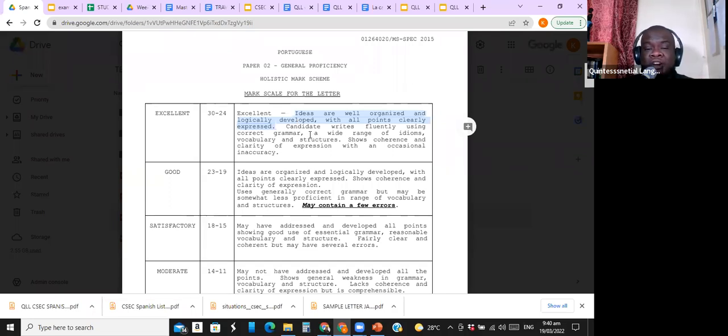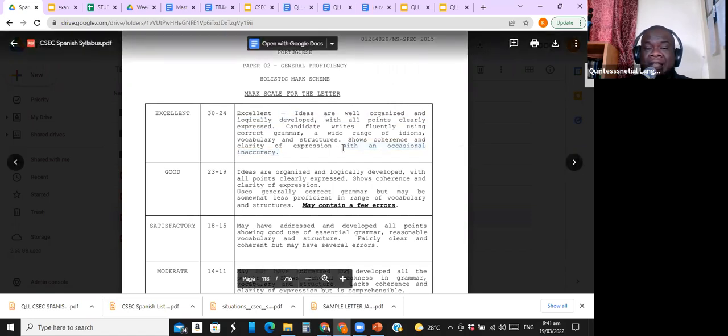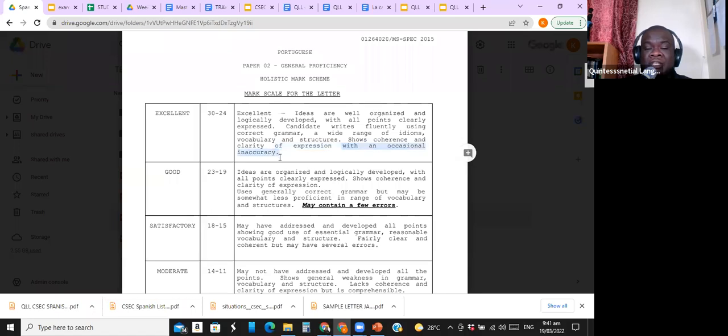Candidates write fluently using correct grammar, a wide range of idioms, vocabulary and structures, showing coherence and clarity of expression, as I was saying to you all, with an occasional inaccuracy. So an excellent letter, a letter that scores 24 out of 30, straight up to 30 out of 30, anywhere between that, can in fact have an occasional inaccuracy. CXC is not requesting or demanding that you have native speaker level fluency or proficiency. That's not what they require from you, right?